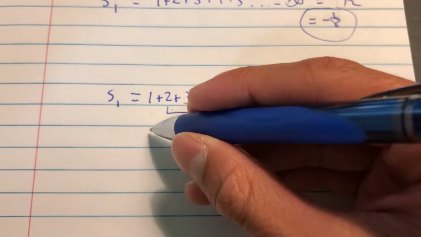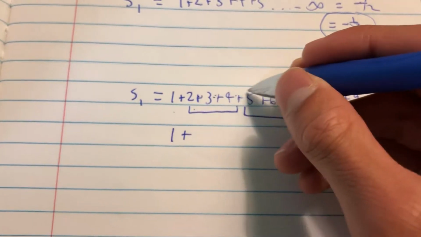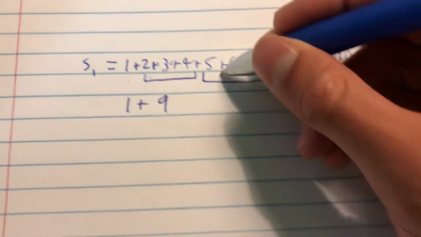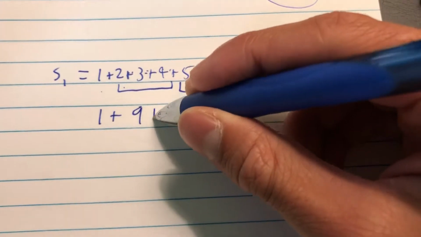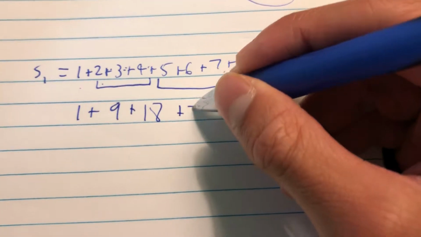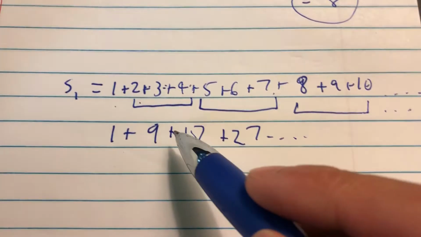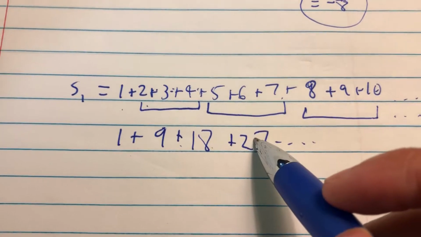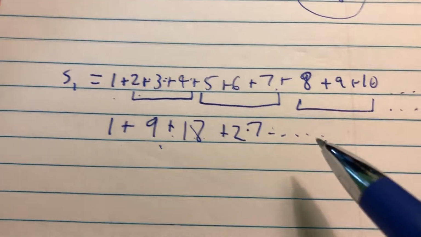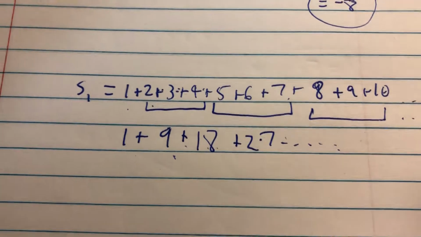We're going to have 1 plus 2 plus 3 plus 4. What does that equal? Well, it's equal to 9, right? 5 plus 6 plus 7 is equal to 18. 8 plus 9 plus 10 is equal to 27, and so on. So we have 1 plus 9 plus 18 plus 27, and these are all multiples of 9. It's going to keep going as multiples of 9: 9, 18, 27, 36, all the way down.